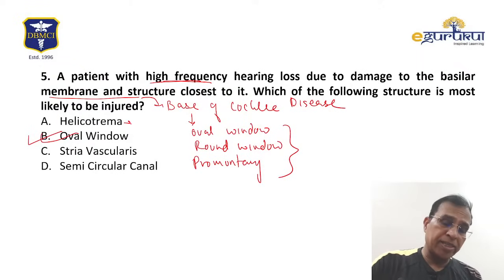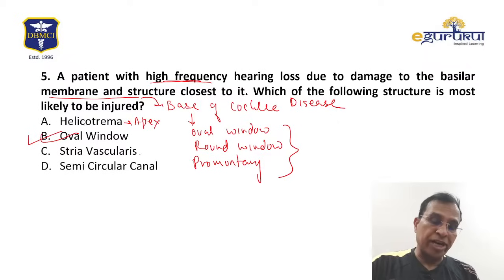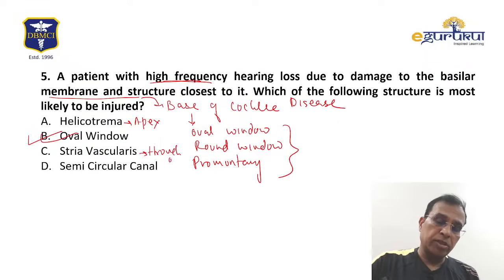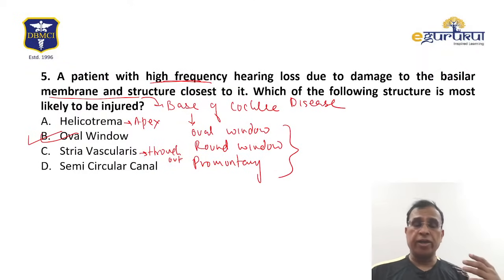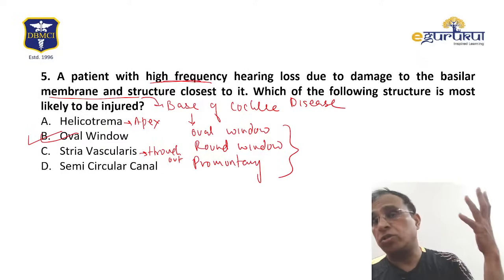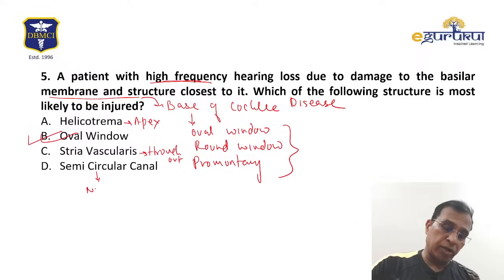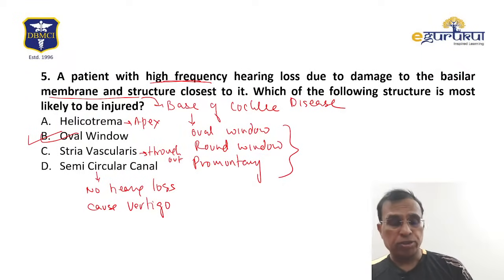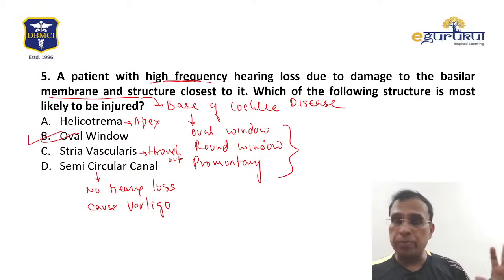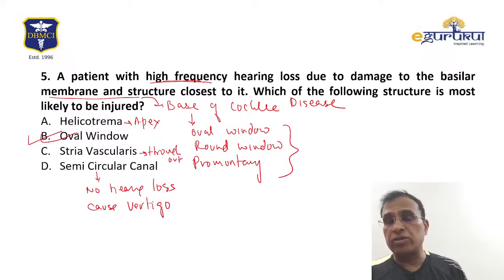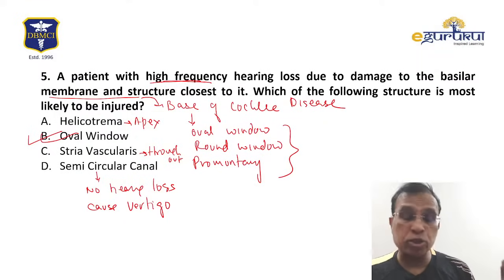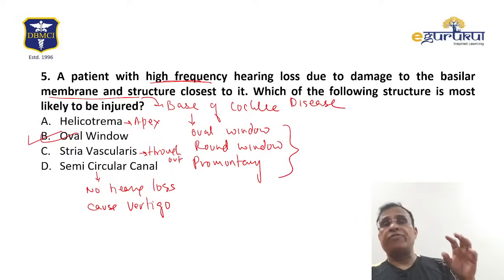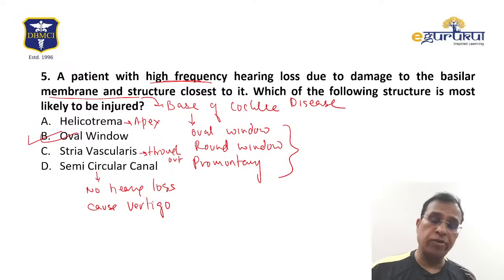Helicotrema is the apex end. Stria vascularis is throughout the cochlea, so a problem there will cause hearing loss in all frequencies, not only high frequency. Semicircular canal will not cause hearing loss, it will cause vertigo, because the semicircular canal is related to balance and not to hearing. So if there is hearing loss without vertigo, the canal cannot be the problem. Problem of the helicotrema will cause low frequency hearing loss. The only area that can cause high frequency hearing loss out of the choices is the oval window.